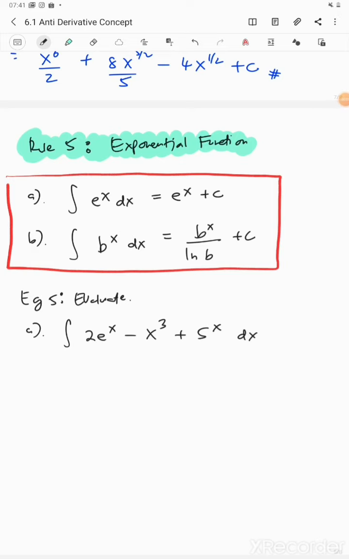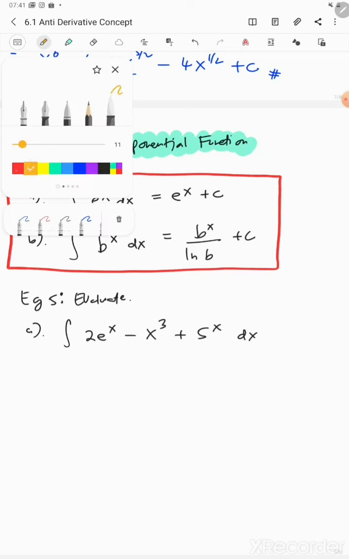This is rule number 5, very important, with the integral of exponential functions. We have two situations. When we integrate e power of x dx, you will get the same thing, e power of x plus c. If you still remember, if you differentiate e power of x, we will get the same thing, e power of x. And then for b, let's say we now have b power of x dx. So this is a constant power of variable.